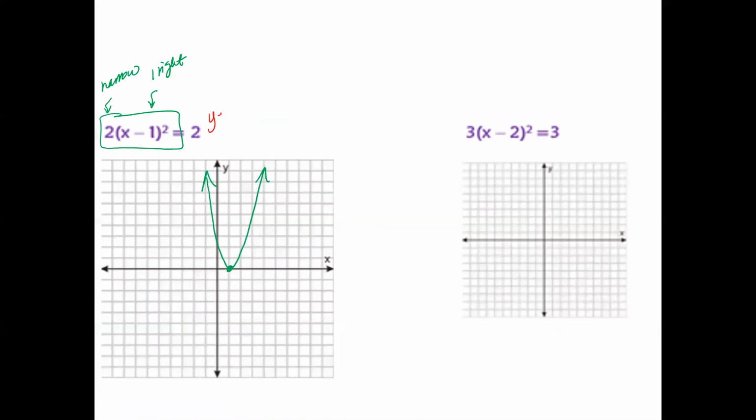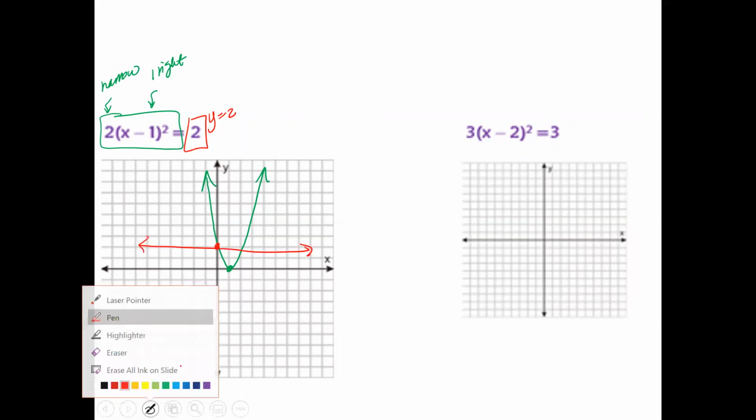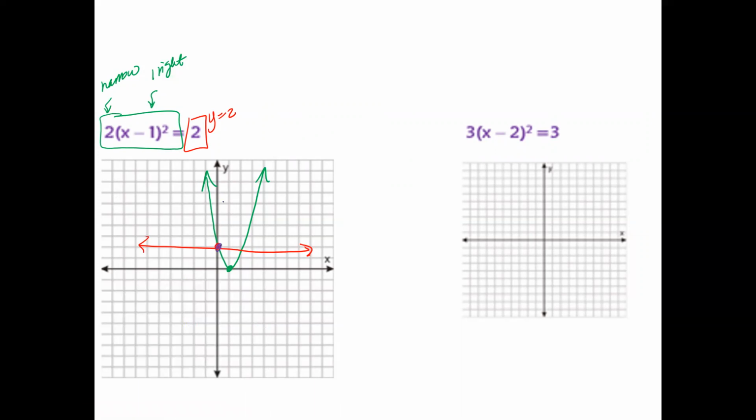Go ahead and graph this one, y equals 2. And the point of intersection is going to be at this point right here, which is at 0, 2, and this point here, which is at 2, positive 2. So now that I did this one, I want you guys to try that one on your own. So you try.